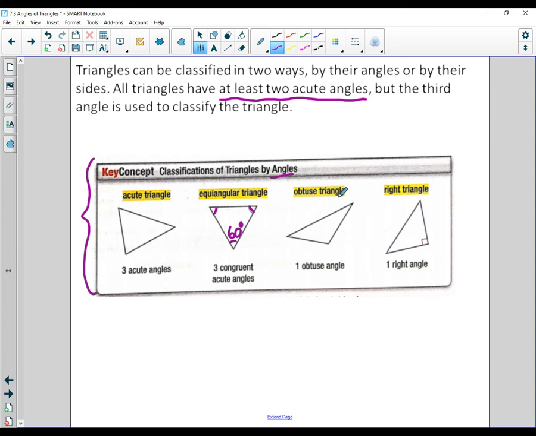And an obtuse triangle is one that has one angle that is greater than 90 degrees. So that one right here looks like it's a little bit more than 90 degrees. And then a right triangle is one that has a right angle, or a 90-degree angle, in it, which is often denoted by the little square there.